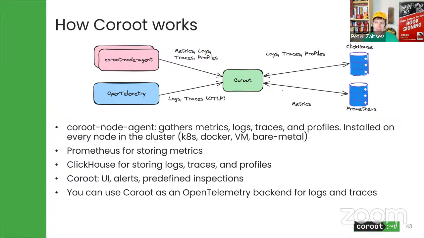The idea of Coroot is that you have an agent which runs on all the nodes, and it doesn't have to be Kubernetes. It supports Docker, VM, and bare metal as well. It uses Prometheus to store metrics, and ClickHouse to store logs, traces, and profiles. It can ingest the OpenTelemetry you're getting from your application. And then we have a Coroot UI, which has a number of alerts and inspections. And as I mentioned, Coroot is open source, so you can deploy it on your own in your data center, in the cloud, you name it.